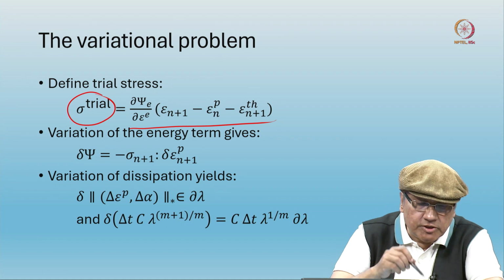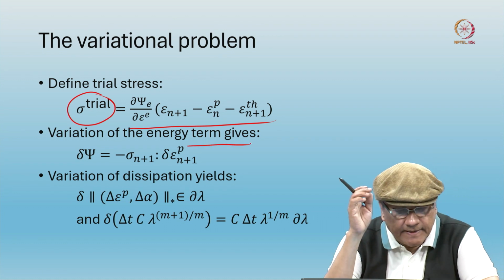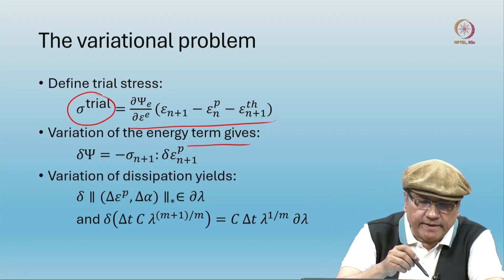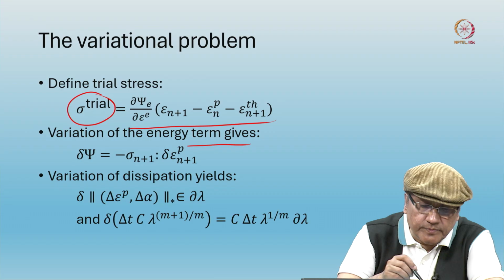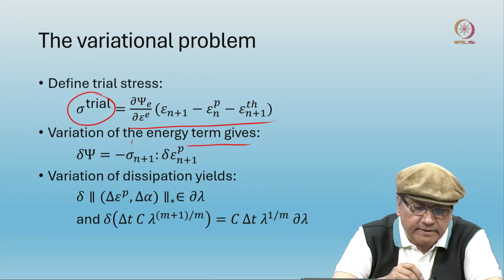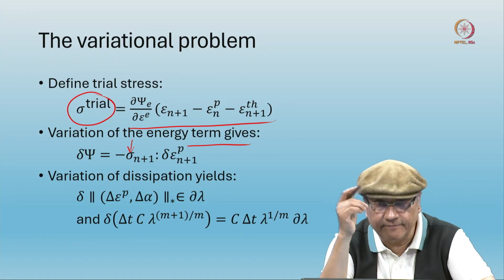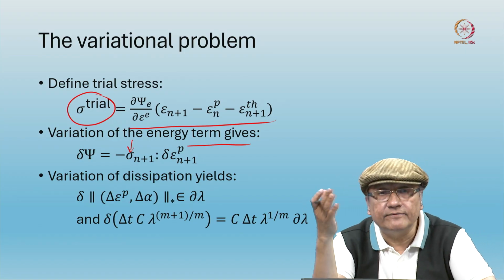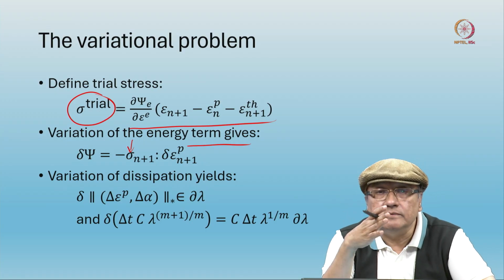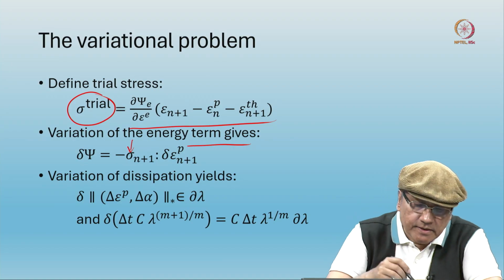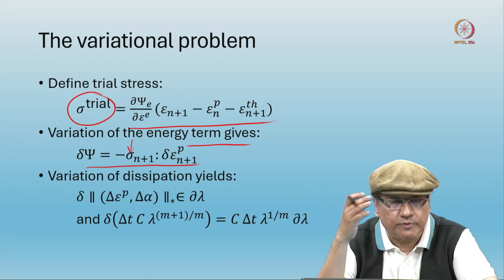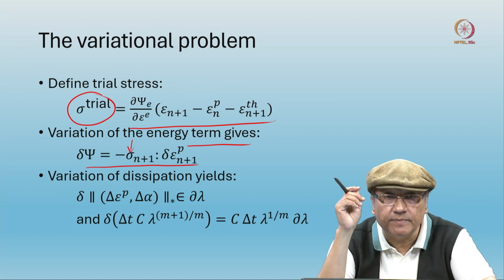Now the variation of the energy, that is the free energy, if you take the variation of the free energy, because you have to hold these thermodynamic force like objects like sigma here fixed, that we have been discussing for some time, only the rate like variables will have to be modified, virtually varied. Okay. So this becomes this, so minus sigma n plus 1 in a product with variation of epsilon n plus 1 p.